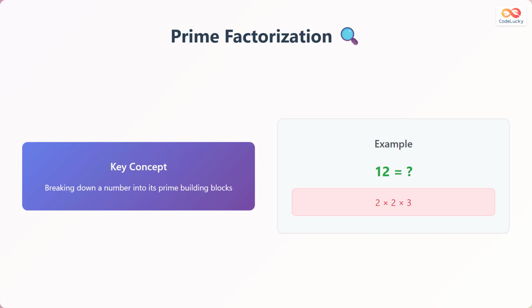Let's introduce the concept of prime factorization. The key concept is breaking down a number into its prime building blocks. For example, 12 can be expressed as 2 times 2 times 3.